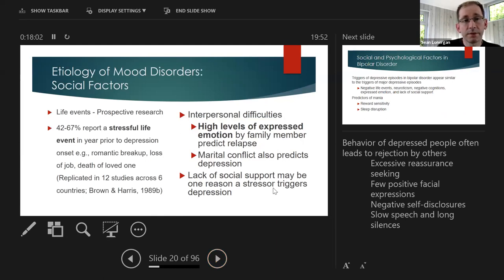Looking at social factors, significant life events, such as stressful life events in the year prior to depression onset, that could be a romantic breakup, loss of job, death of a loved one, can all add to a person's vulnerability or likelihood of having a bipolar mood episode. General interpersonal difficulties with high levels of expressed emotion, which we'll touch on towards the end of today's webinar, by a family member, predict relapse. And marital conflicts can also be a predictor for depression. General lack of support may be one reason that stressors trigger depression also.